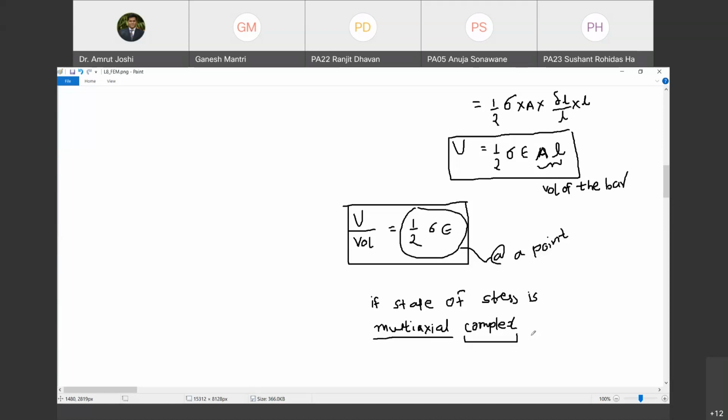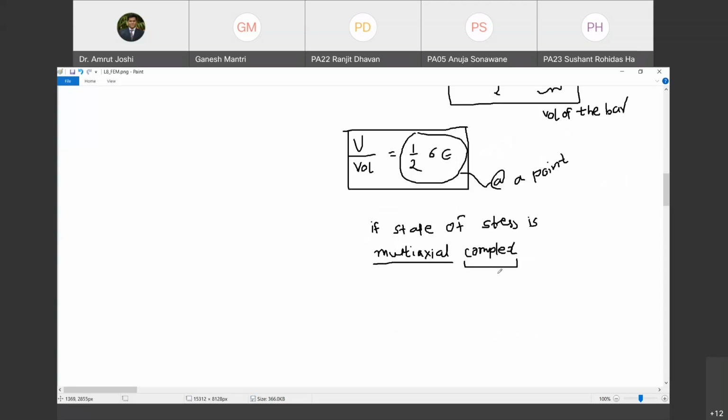What does complex mean? On one or more planes, both direct and shear stress components are prevalent. Are you with me? Yes, sir. Okay. So in general, for a multi-axial complex state of stress, how does the stress tensor look?